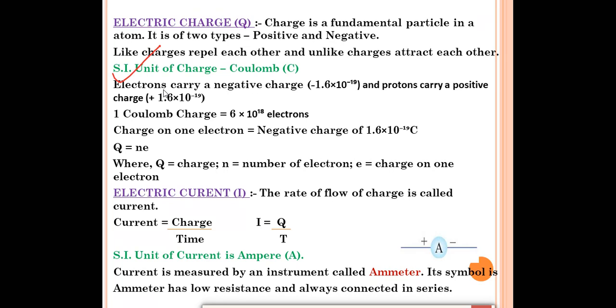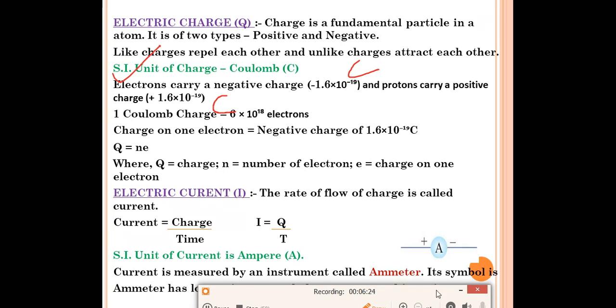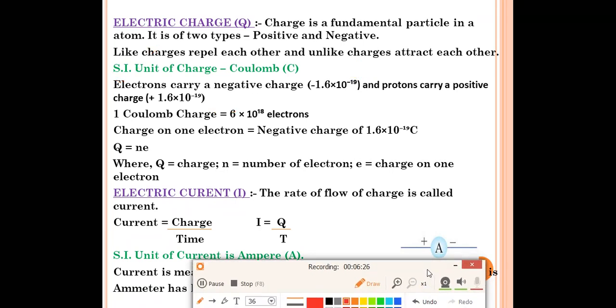Electrons carry a negative charge and protons carry a positive charge, but their values are the same. They have equal and opposite charges. For example, an electron carries a negative charge of 1.6 into 10 to the power minus 19 coulomb, and a proton carries a charge of plus 1.6 into 10 to the power minus 19 coulomb. Coulomb is the unit of charge. 1 coulomb is equal to 6 into 10 to the power 18 electrons.